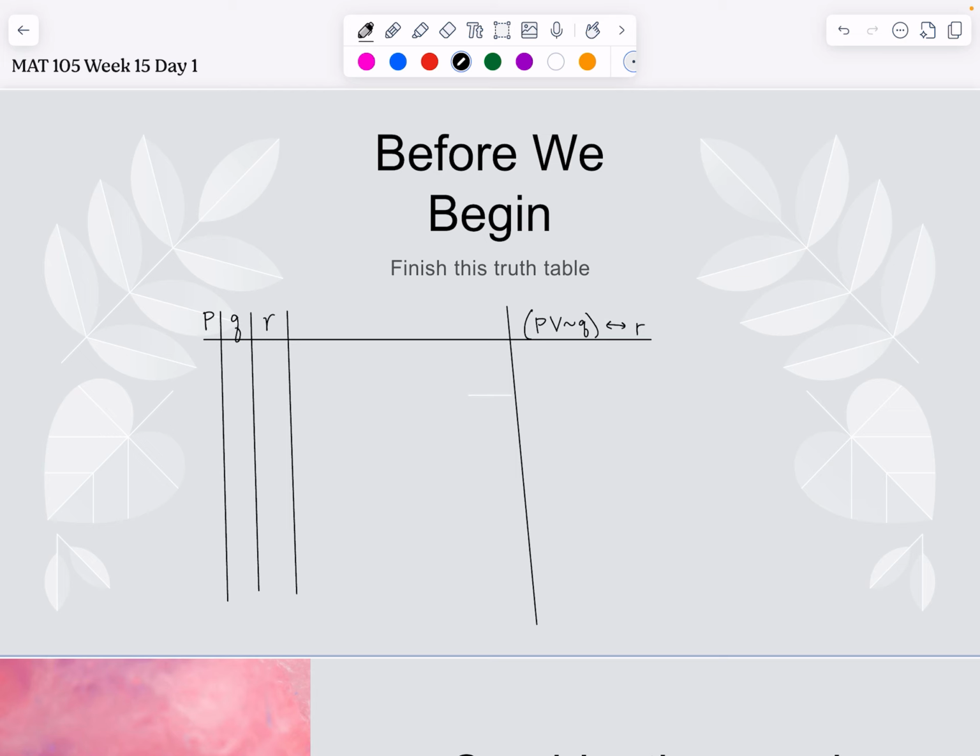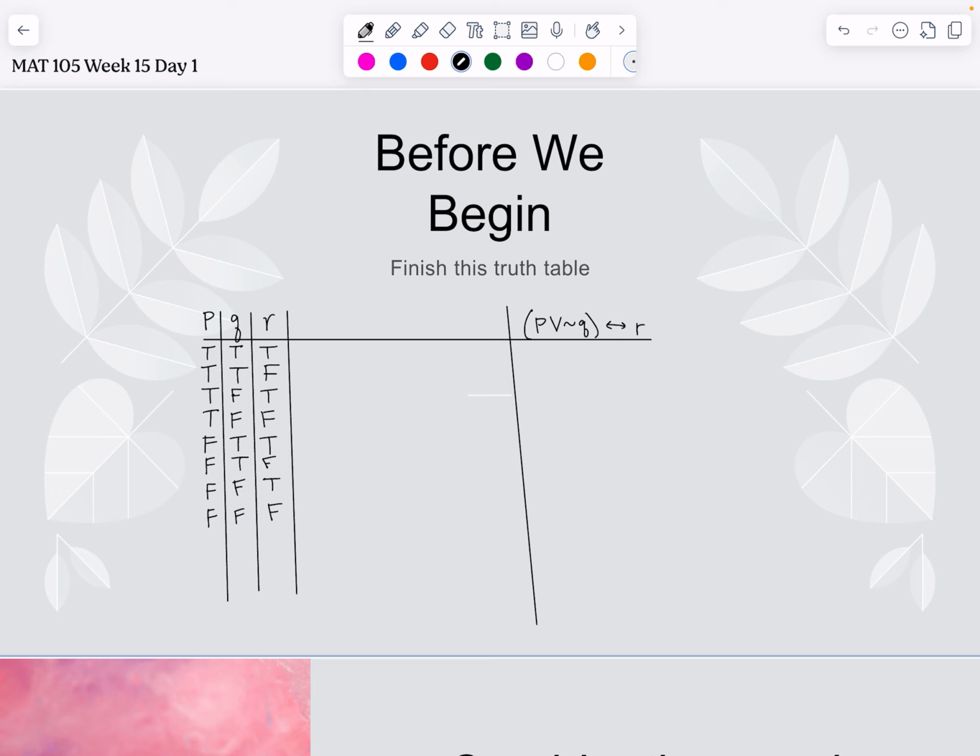I remember I told you to do 4 trues for the P value, 4 false, then 2 on the Q, 2 trues, 2 false, 2 trues, 2 false, and then for the R, alternate. True, false, true, false. That way we get all 8 values, all the possibilities between these 3. Now I left some room in the middle so that way we can add anything else that we want.